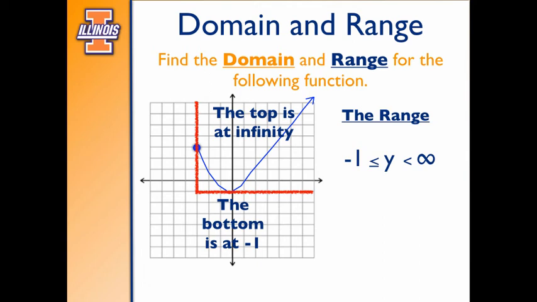Now as for the infinity, just like before, anytime we have infinity, we can't actually reach that, therefore we're never going to have an equal to. And then every number is smaller than that, so y is less than infinity. If we write this in set notation, we have negative 1 comma infinity, where the bracket is next to the negative 1, and the infinity has a parenthesis next to it.